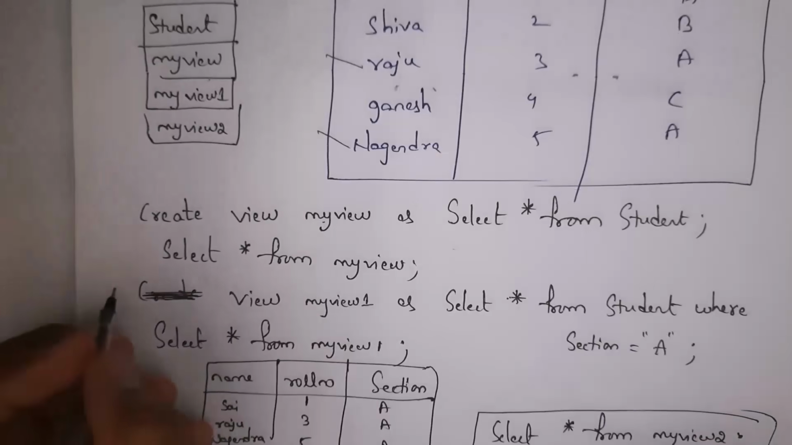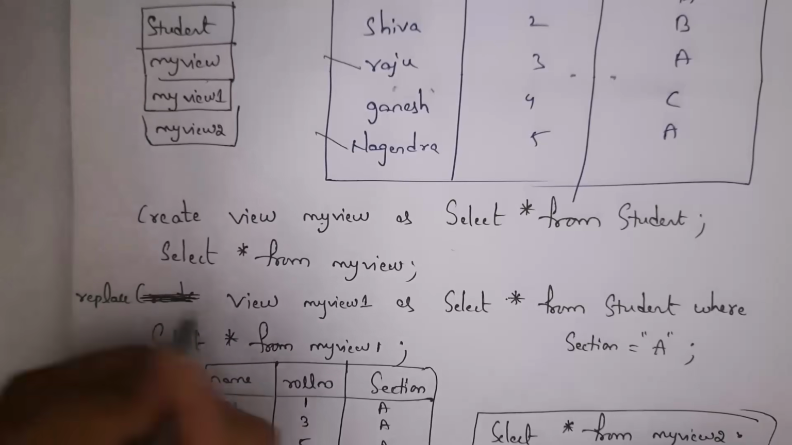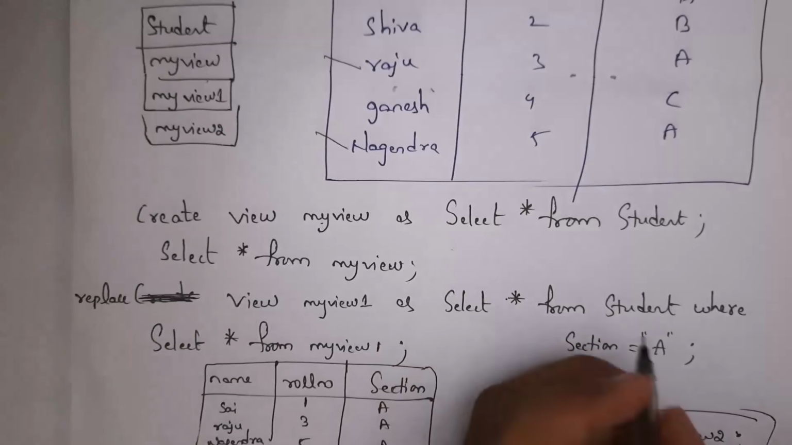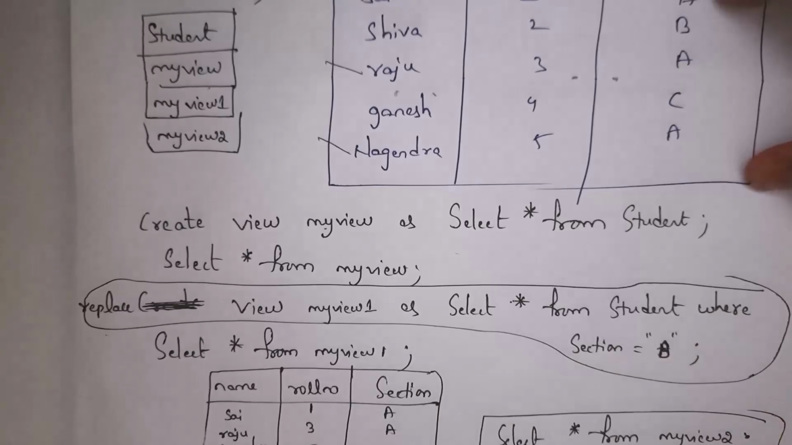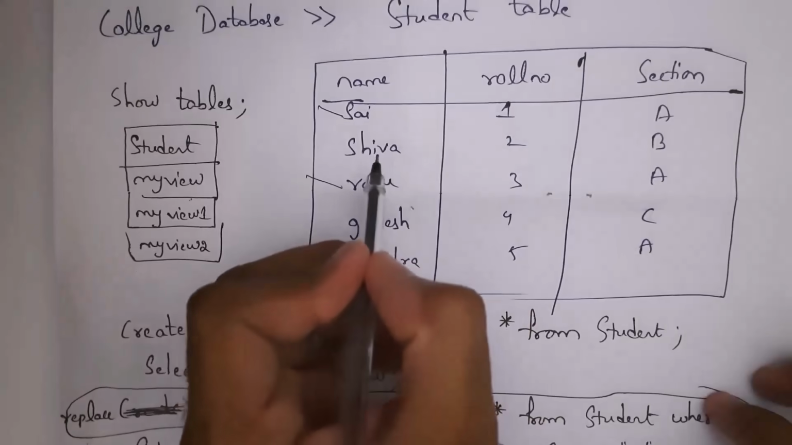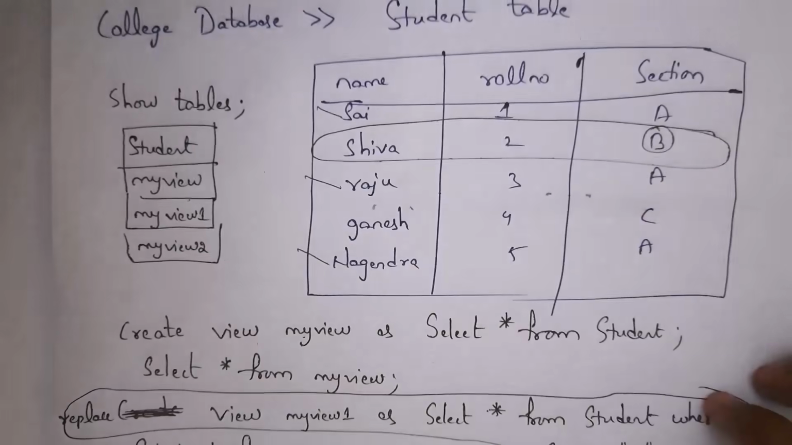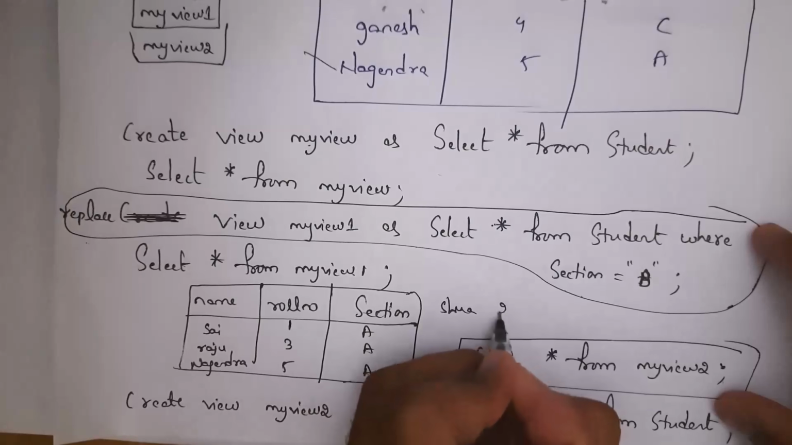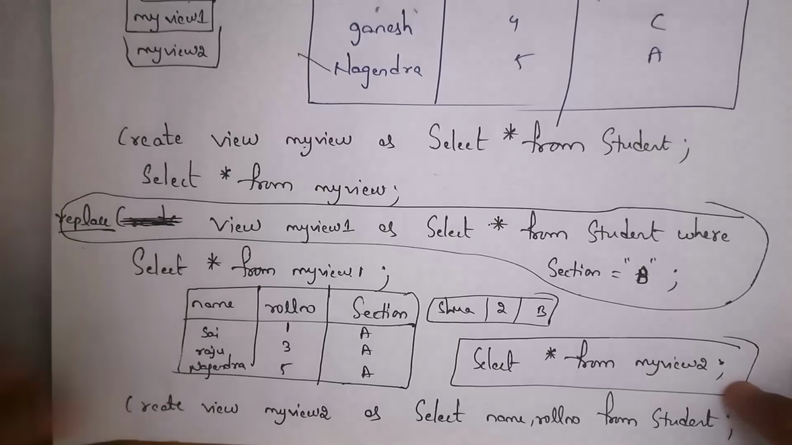So write here, by using replace command we can update view. So write here replace view, view name is my view 1 as select star from student where section equal to B. Take B in quotations. Whenever you write this line of code and click enter, now this my view 1 contains only section B data. If you observe this table, in this table only Shiva section is B. So it will store Shiva, roll number 2 and section B. Whenever you write select star from my view 1, it will display output, that is name Shiva, roll number 2 and section B. This is my output. By using replace command, we can update views.